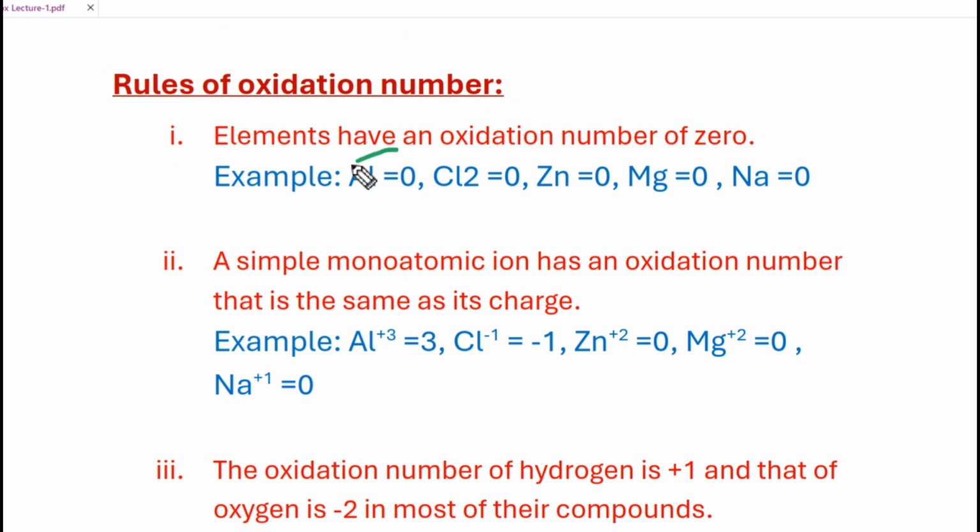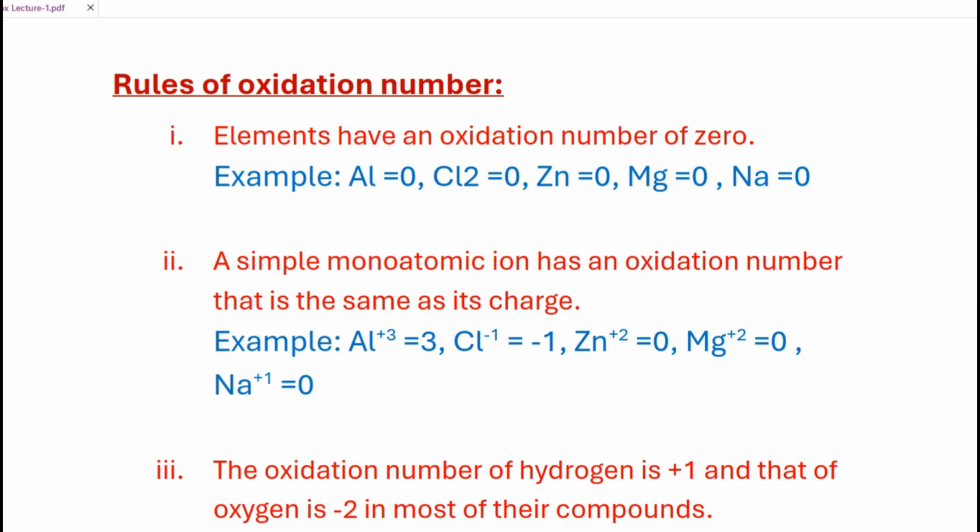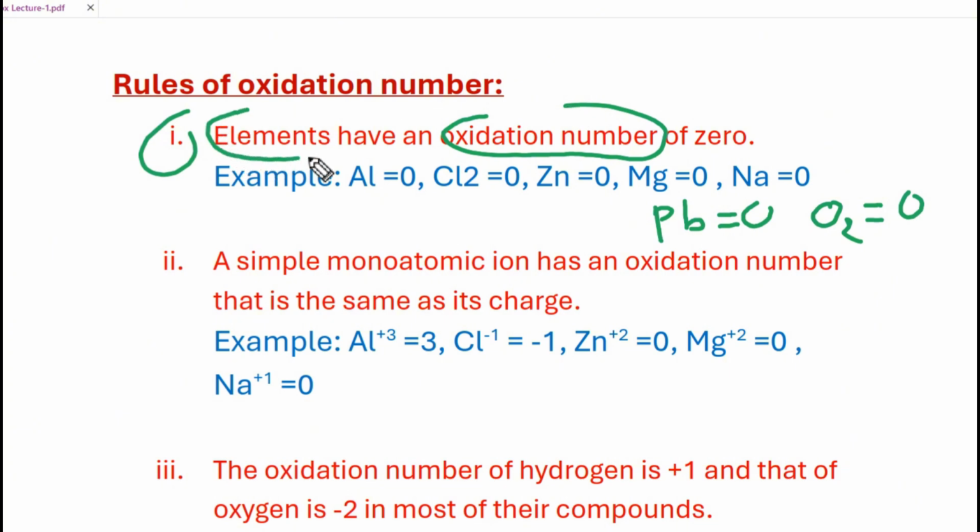Say aluminium 0, chlorine 0, zinc 0, magnesium 0, sodium 0, lead Pb 0, O2 oxygen 0. Rule 1: the oxidation number of an element is 0. This is the first rule.